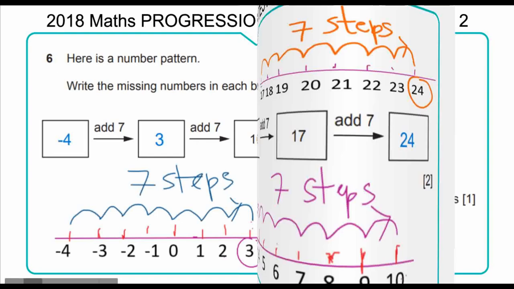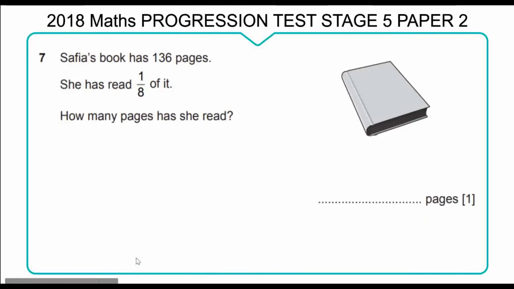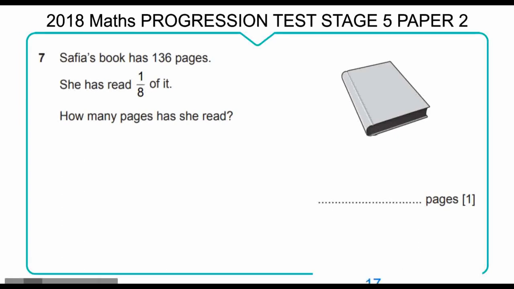Okay. Now Savia's book has 136 pages. She has read 1 over 8 of it. How many pages has she read? Let's check the answer. So it's 17.